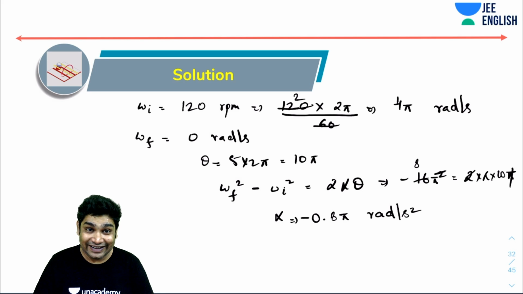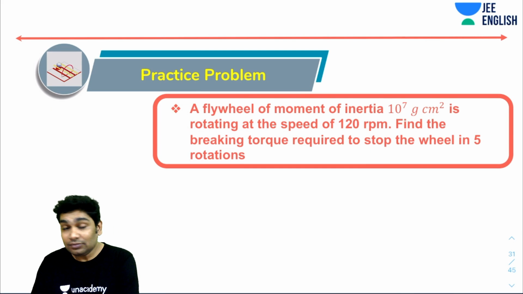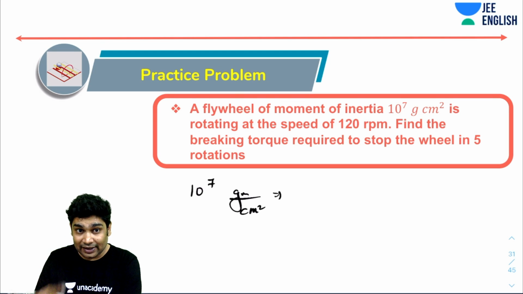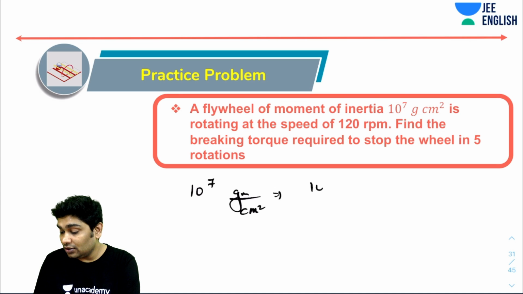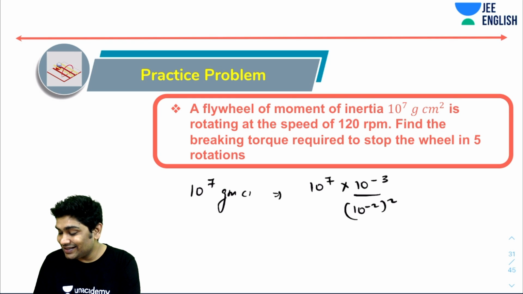Now that I know alpha in radian per second square, all I need to do is find my moment of inertia in SI units. So let's convert this into SI units. This is 10 to the power 7 gram centimeter square. So how much is 1 gram? 1 gram can be written as 10 to the power of minus 3 kg, and 1 centimeter is 10 to the power of minus 2 meter, and it is gram into centimeter square.